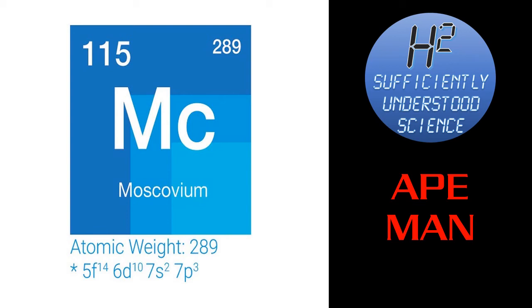This is Mr. Holsey for H Squared Sufficiently Understood Science, and today we're going to be taking a look at APEMAN. In other words, trying to figure out how we can look at the periodic table and understand atomic structure.